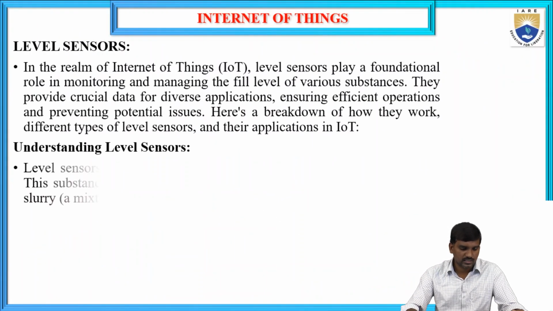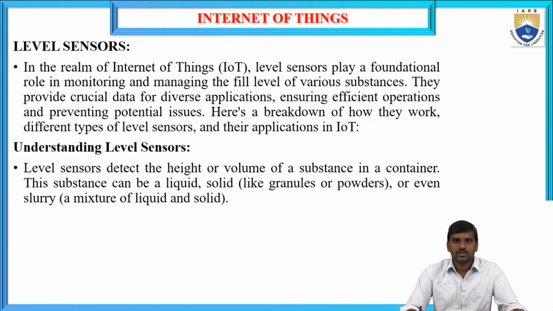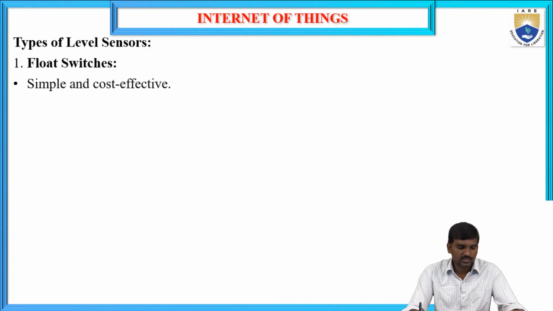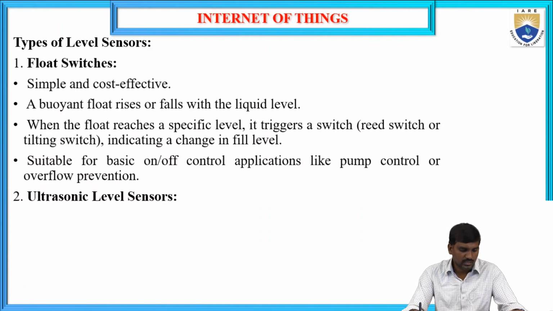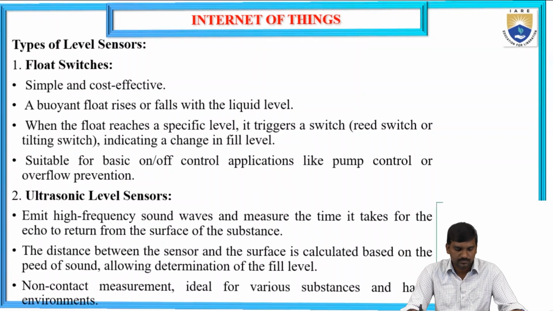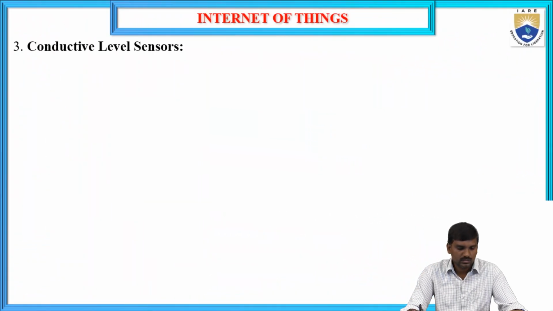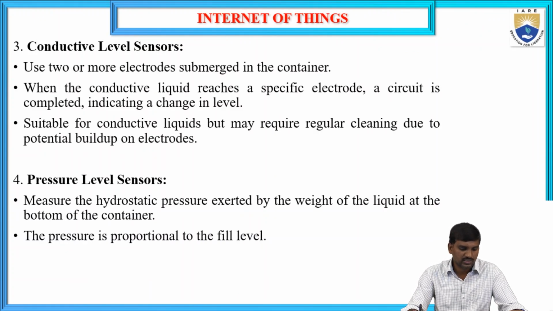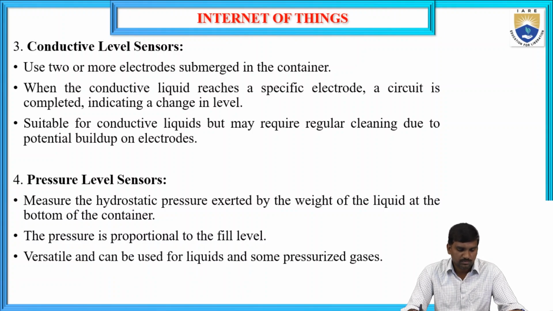Level sensors. These are level sensors to detect the height or volume of a substance in a container. This substance can be liquid or solid or even sludge. Types of level sensors: float switches and ultrasonic level sensors. Here we have two types of level sensors: float switches and ultrasonic level sensors. Capacitive level sensors, the third type of level sensor. The last one, pressure level sensors, we also have. The pressure is proportional to the fill level.